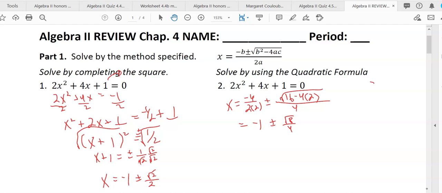Square root of 8 can simplify if you do prime factorization of 8: 2 and 4, 2 and 2. You get a pair of 2's with a 2 left over, so this is -1 plus or minus 2 root 2 all over 4, and that cancels. And so you get the same answer of x equals -1 plus or minus square root of 2 over 2.